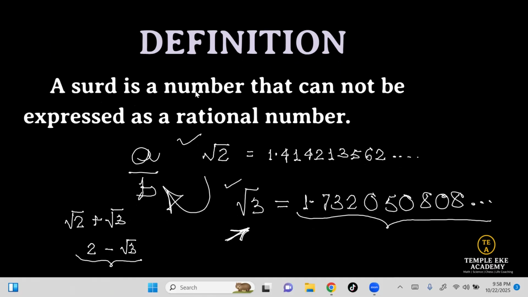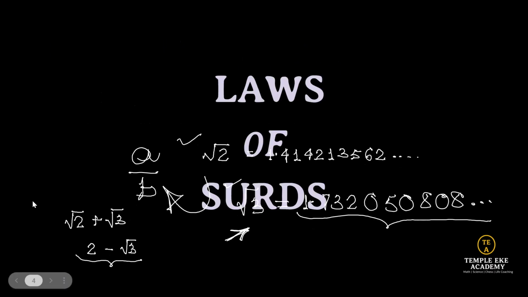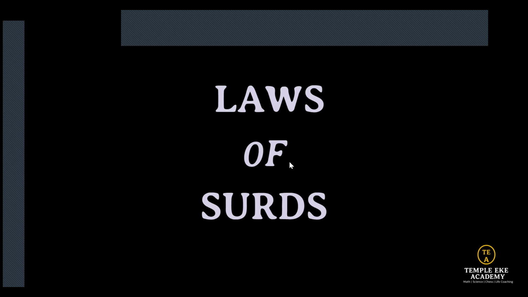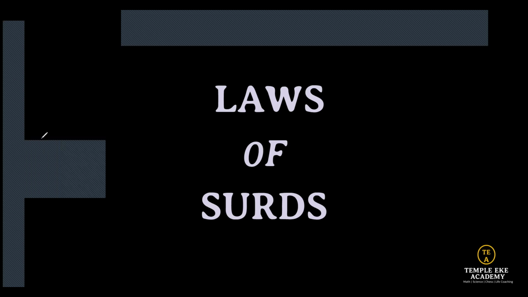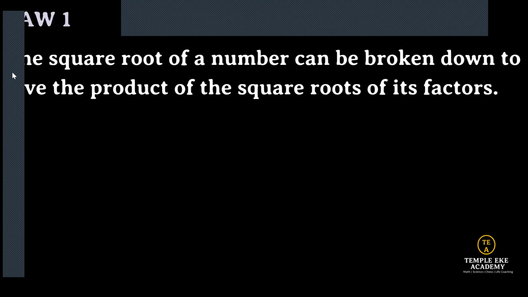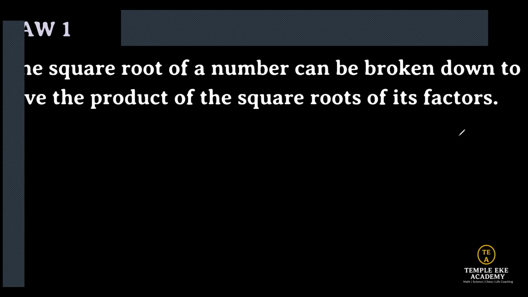All right, now it's time to consider the laws of surds. The manipulations here are based on special laws of surds. Let's get into these laws very quickly. The laws of surds, we have the first law. The first law says the square root of a number can be broken down to give the product of the square roots of the factors of that number.